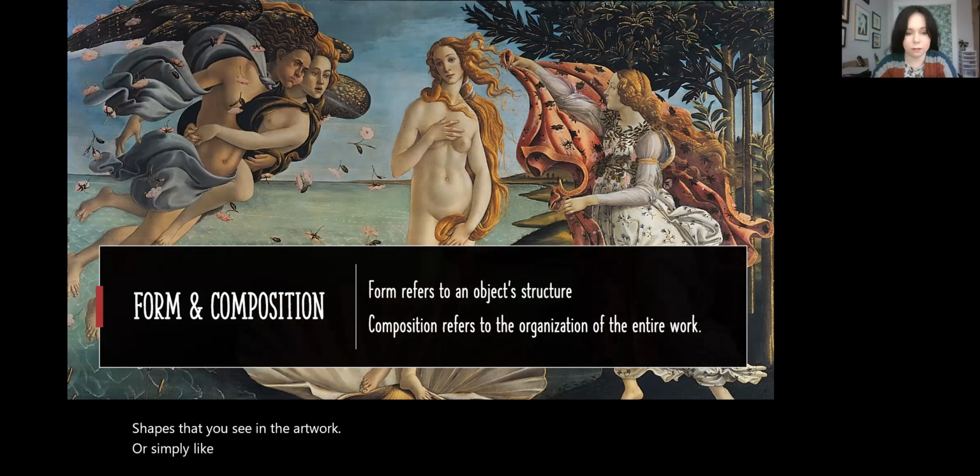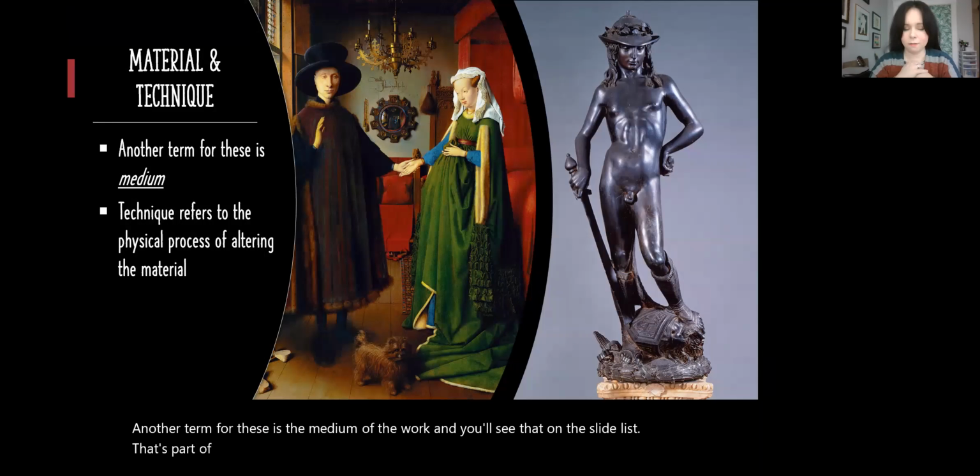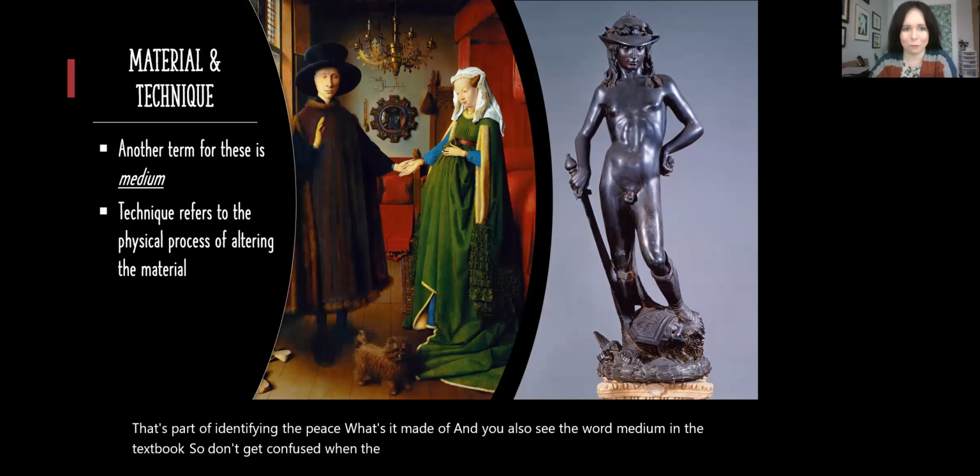Again, very basic, material and technique. These probably aren't new words, but again, they mean specific things for art history. Another term for these is the medium of the work. And you'll see that on the slide list. That's part of identifying the piece, what's it made of. And you'll also see the word medium in the textbook. So don't get confused when the author might switch back and forth between material or technique and medium.